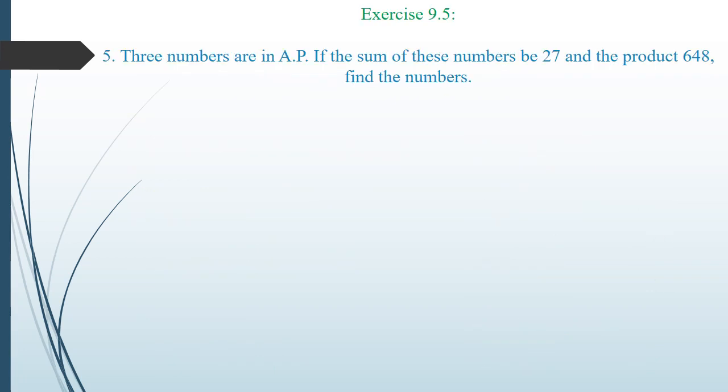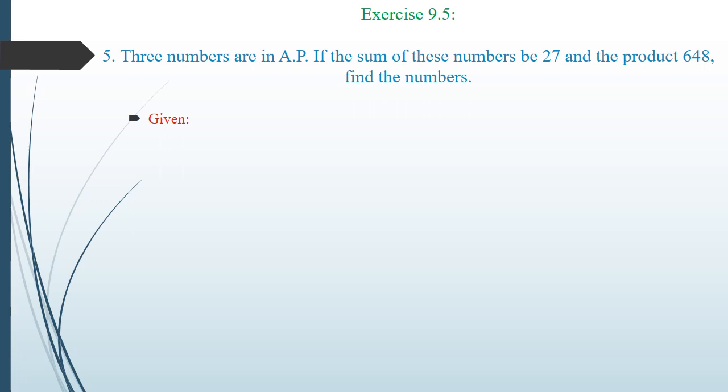Next question is question number 5. Three numbers are in AP. If the sum of these three numbers is 27 and the product is 648, find the numbers. Again, this is exactly the same question as the previous question. In this question, just the second statement is changed. That is, here he is just telling that the product of those three numbers is going to give 648.